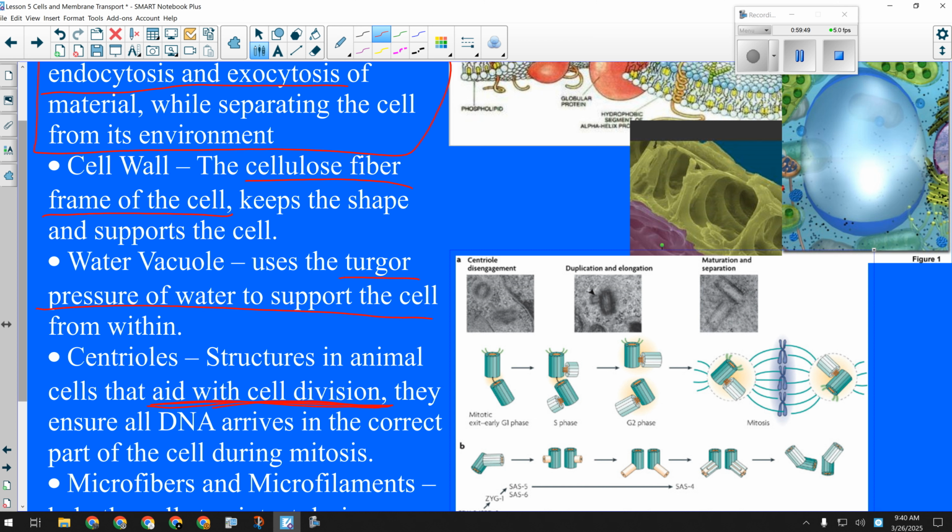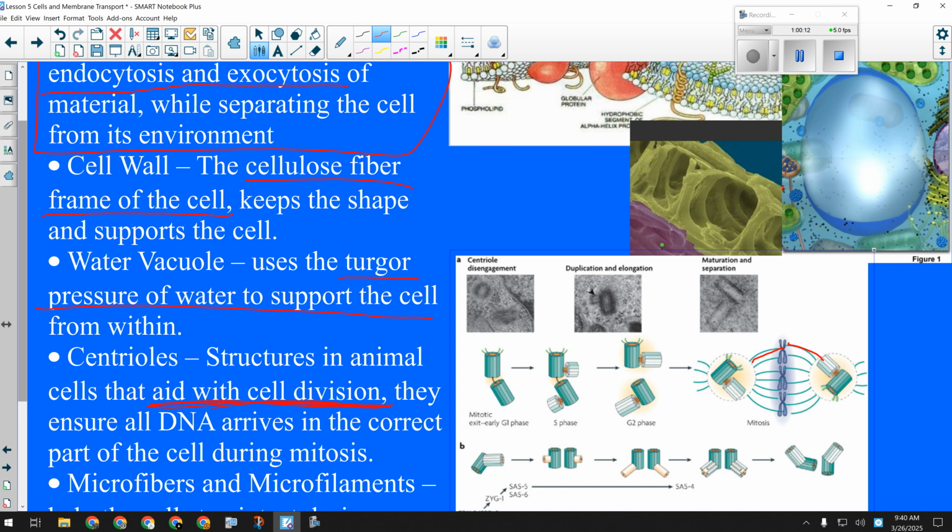And when they do that, they send out these little fibers that will grab onto the chromosomes and then pull them to the correct side of the cell. Okay? Making sure that after cell division, no matter what happens to the shape of the cell, both new daughter cells end up with all of the DNA that they require. Everybody all right with that?